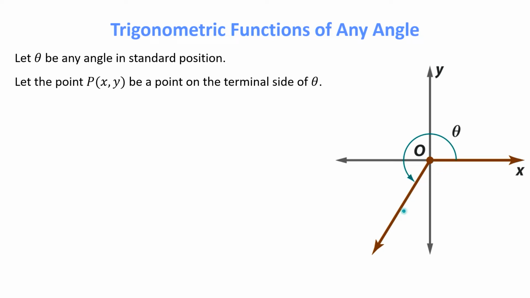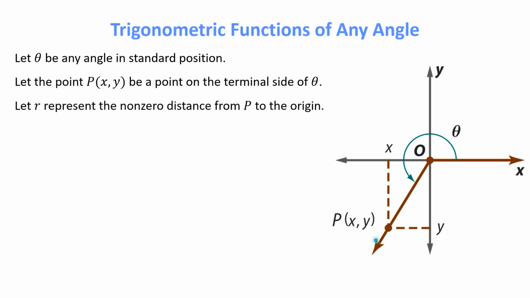So this is the terminal side of theta, and we have the point P here given by its x and y coordinates. And then we'll let R represent the non-zero distance from P to the origin. This is the P, here is the origin, and in black we have the non-zero distance R. And of course, because here we have a right angle triangle, we can use Pythagoras to find R. That is, R equals the square root of x squared plus y squared, which of course is non-zero.